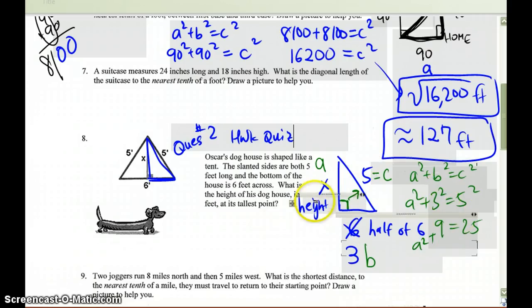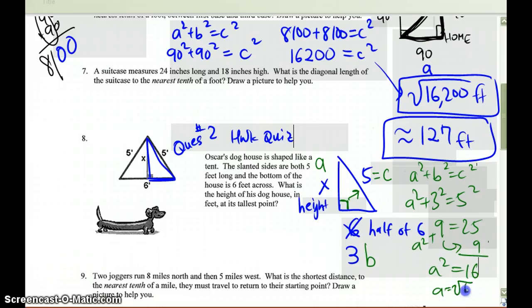Now because I'm looking for the leg, I'm going to subtract the 9 from the 25, giving me 16. So I'm going to look for the square root of 16, which is 4. So that was the shortcut I was talking about. The height is 4 feet.